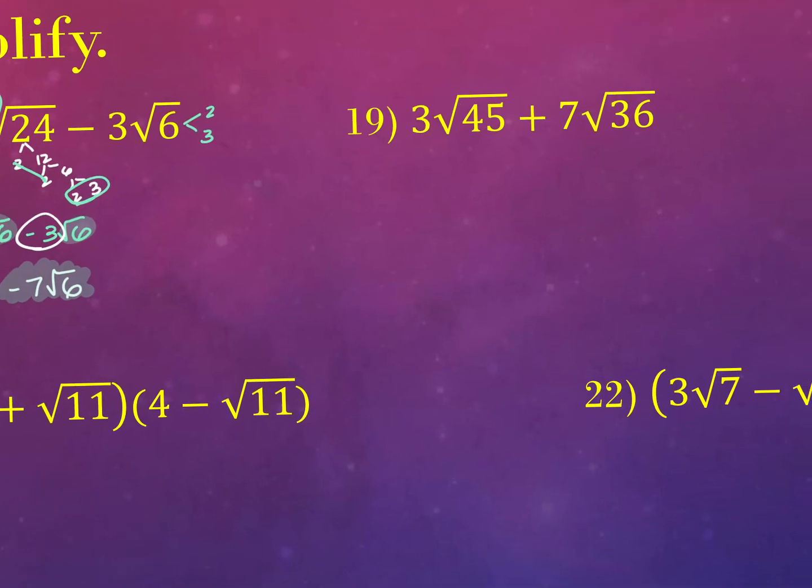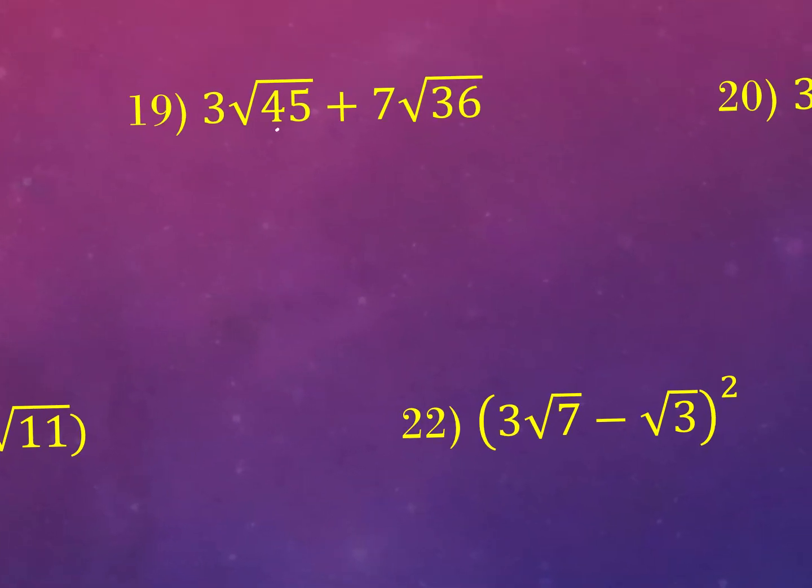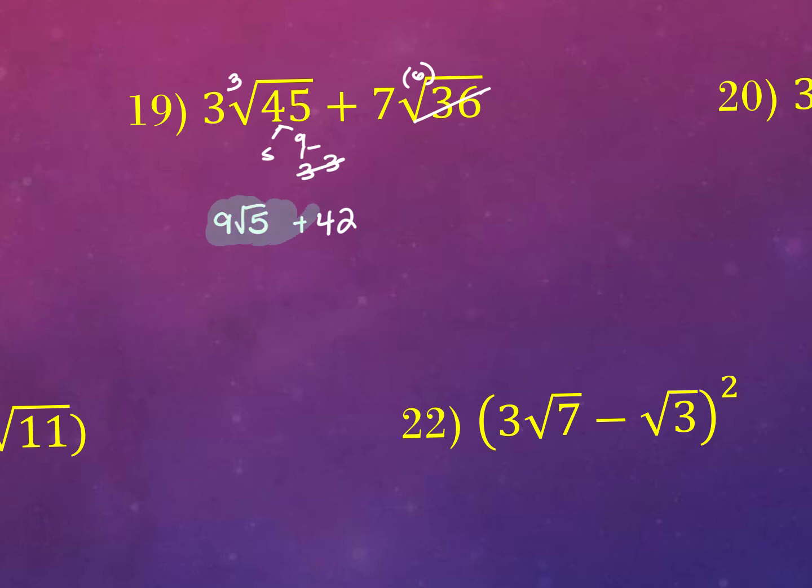19 is the same, but it's a sum. So again, we're going to break it apart. 45 breaks down into 5 and 9, which is 3 and 3. Pair of 3s comes to the outside. 9 root 5 is the first one. 36 actually gets broken down into 6 and 6, or the square root of 36, which is 6. So this is 42. Because one of them has a root and the other does not, I can't combine them. They stay just the way they are.